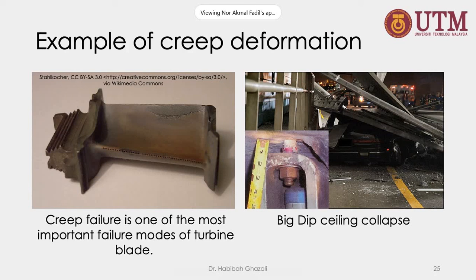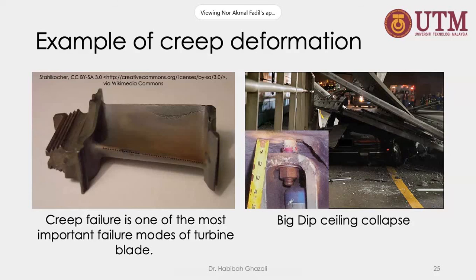Okay, this creep failure is one of the most important failure modes for turbine blades. Okay, sagging and collapse because the material softened. Okay, maybe the joint, one part of the joining materials they use for welding or whatsoever, fails.